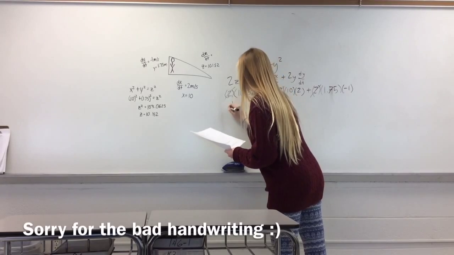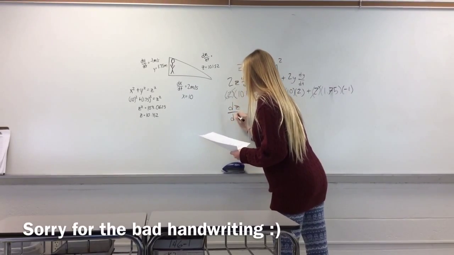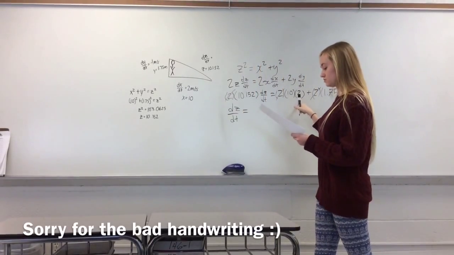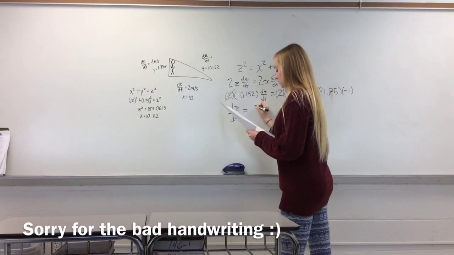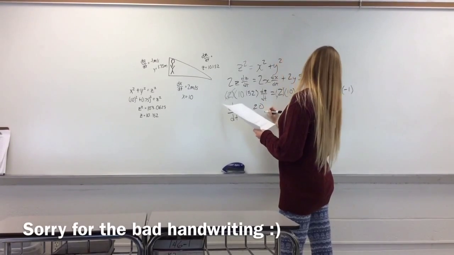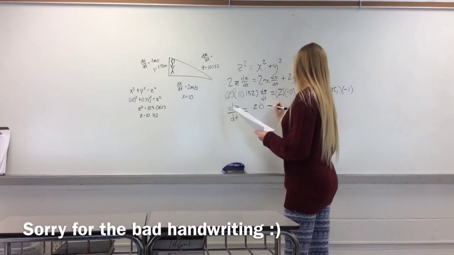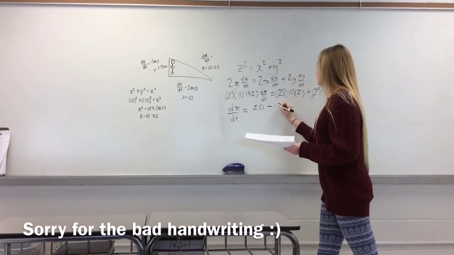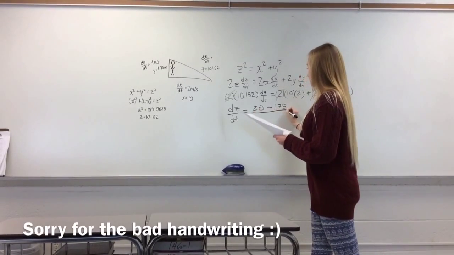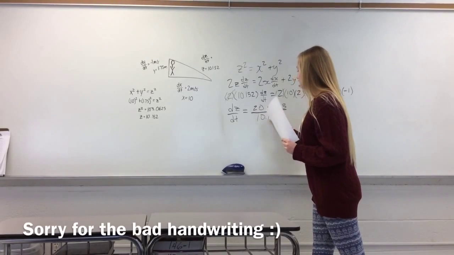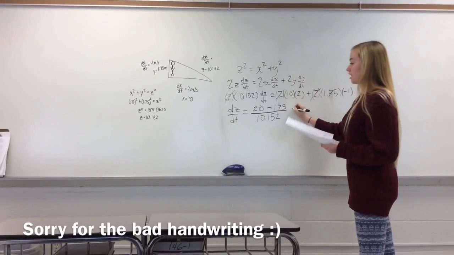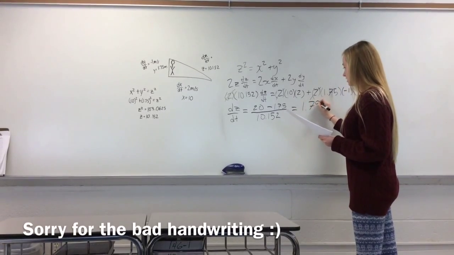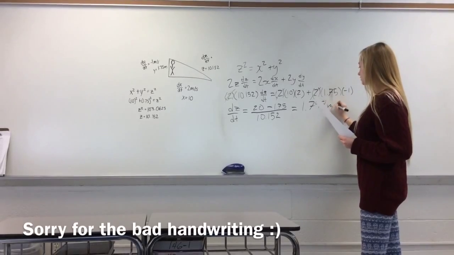So now we have dz over dt, and that equals, so 10 times 2 is 20, and then minus 1.75 over 10.152, and plug that into your calculator, and you get 1.798 meters per second.